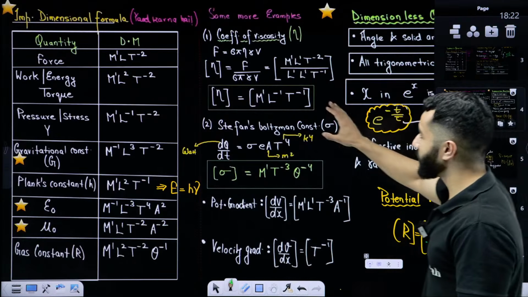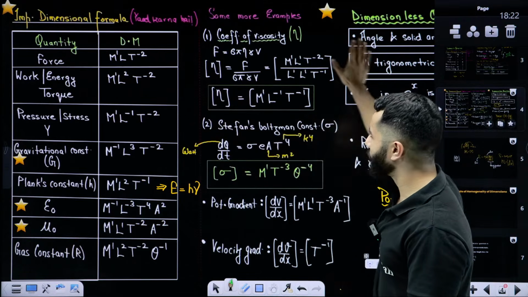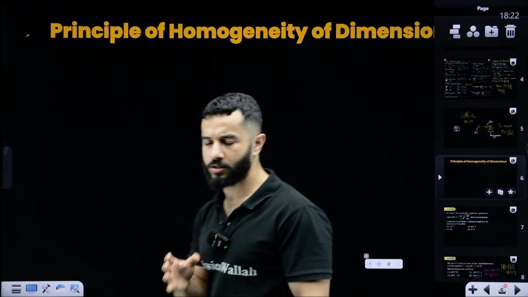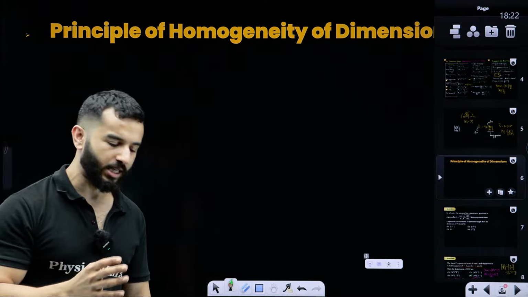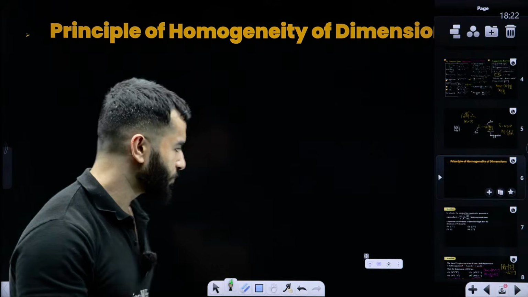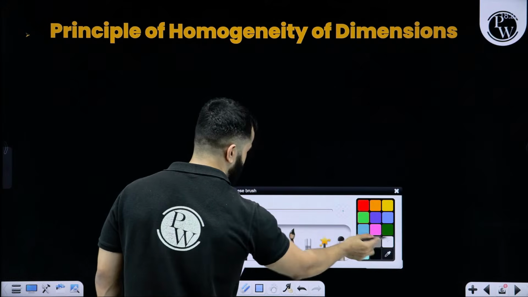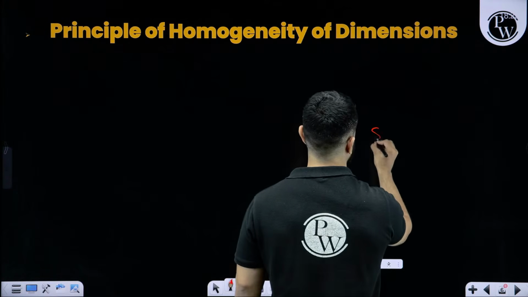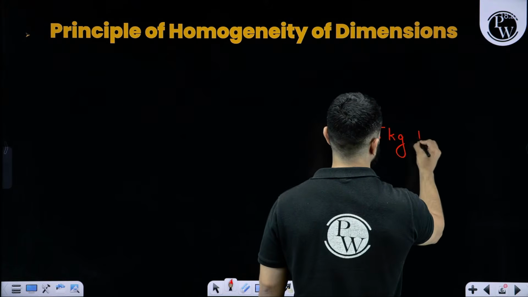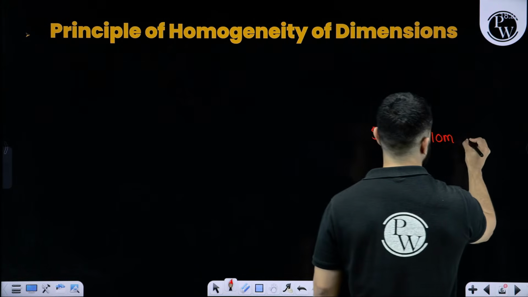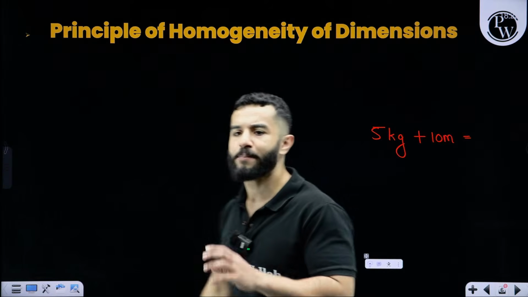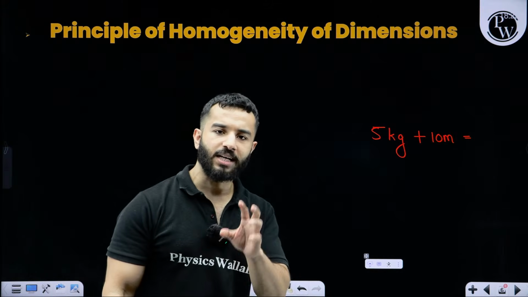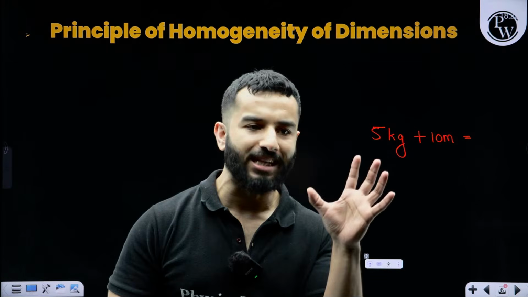Now, see, this is the knowledge. These are very important points about dimensional formula, and then we have something known as the principle of homogeneity. A very simple thing. Pay attention. Let's suppose someone asks you, what is 5 kilogram plus 10 meter? Your answer is going to be, this makes no sense. It's an absurd question. These two physical quantities are not meant to be added. We cannot add them. Got it?